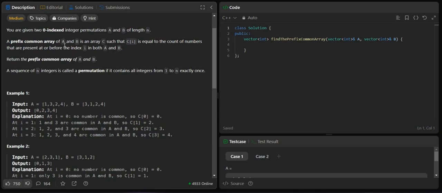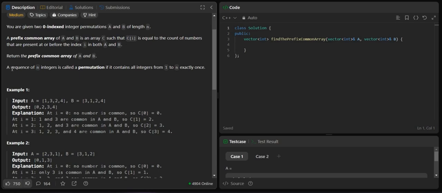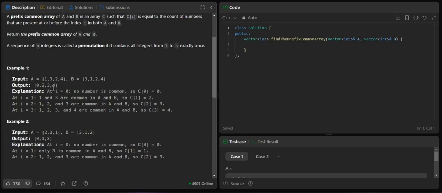A prefix common array of A and B is an array C such that C of i is equal to the count of numbers that are present at or before the index i in both A and B. So we need to return this prefix array of A and B. And this is the definition of permutation, that is, an array, a sequence of n integers is called a permutation if it contains the numbers 1 to n exactly once.